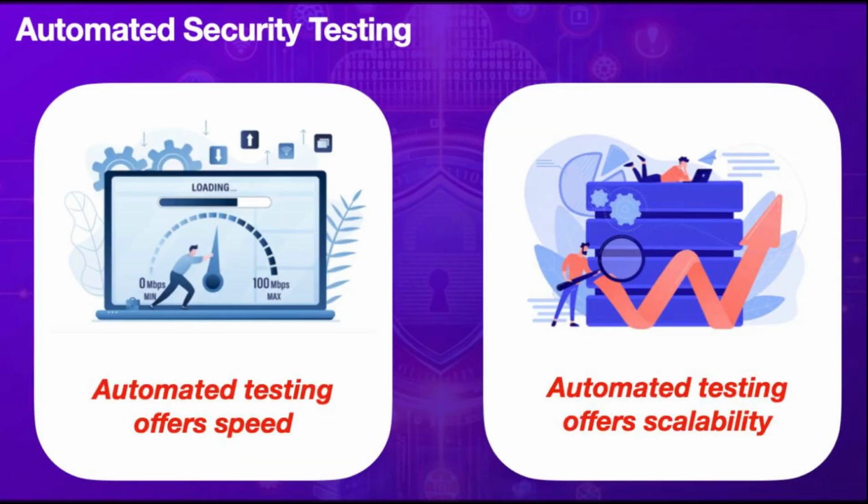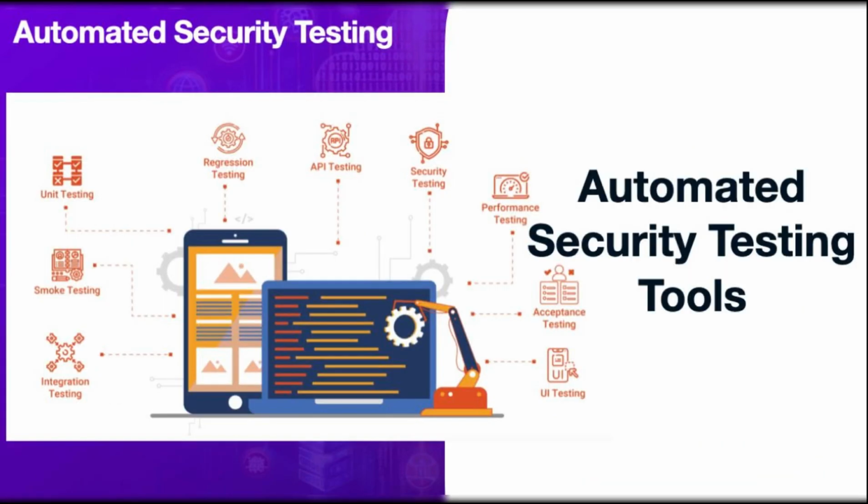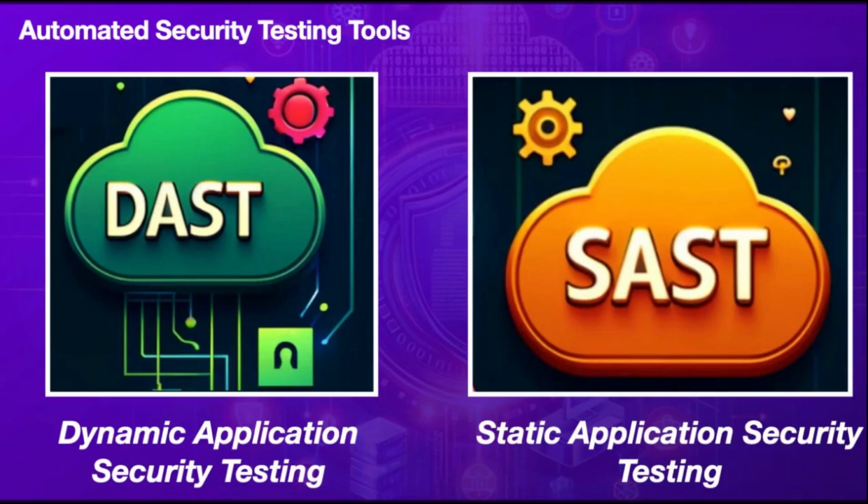Both types of testing have their place in a comprehensive cybersecurity strategy. Automated testing offers speed and scalability. Let's deep dive into automated security testing tools. Within the realm of automated security testing, there are two primary methods: dynamic application security testing, DAST, and static application security testing, SAST. Let's explore these approaches.